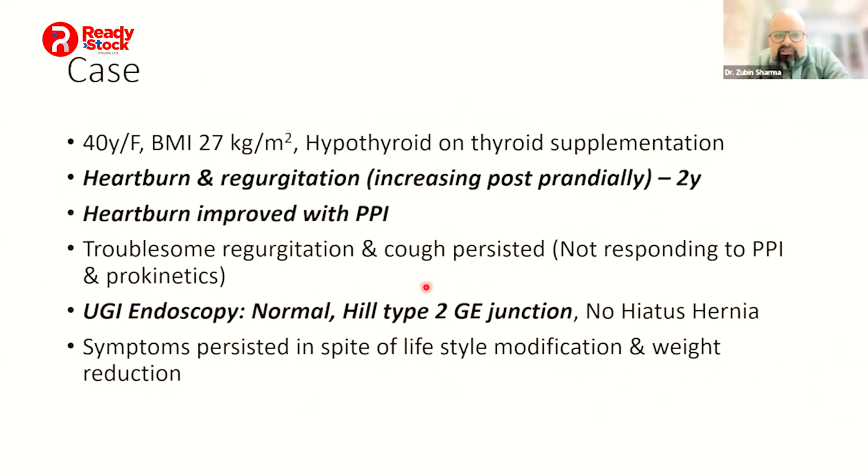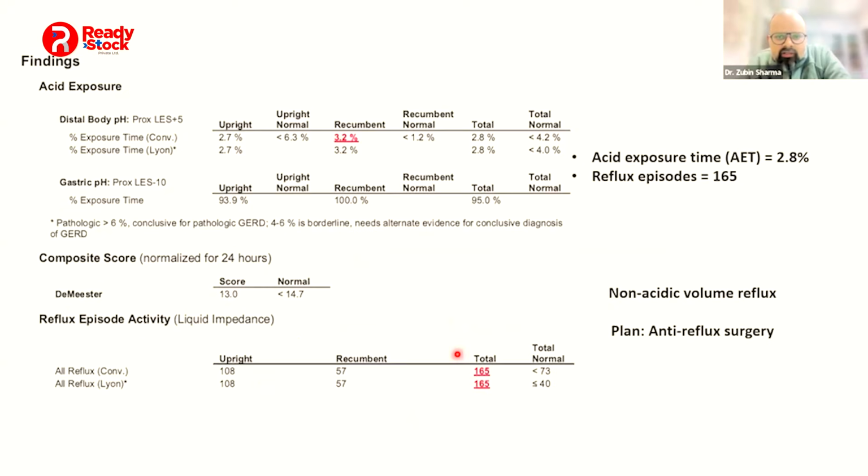Let's just see a case. A 40-year-old female, BMI 27, hypothyroid, with heartburn and regurgitation. So symptoms and volume, both are happening. Heartburn does improve with PPI, so it is PPI responsive, but volume regurgitation is persisting. That means troublesome regurgitation and cough is there. Endoscopy is normal, Hill's grade 2. Symptoms persist despite lifestyle modification and weight reduction, and she is referred to you to do something more.